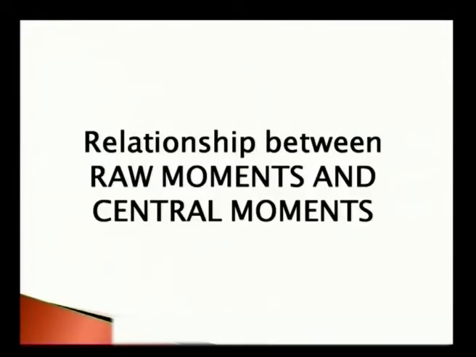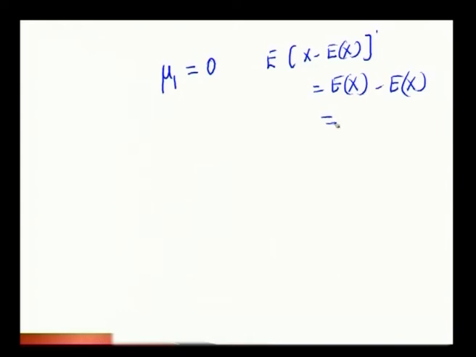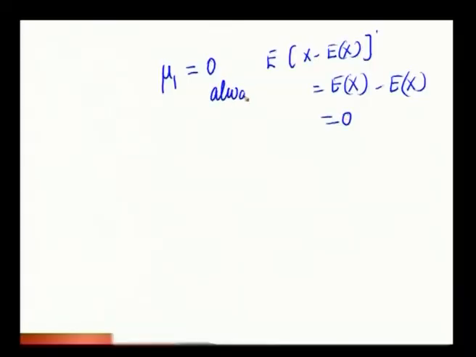What is the relationship between these? The relationship between raw moments and central moments goes like this: mu 1 is always equal to 0, because this represents expectation of x minus E of x whole power 1. This can be written as E of x minus E of x, which is always 0 irrespective of the nature of the random variable, whether it is discrete or continuous. Mu 1 is equal to 0 always. The proof is like that.